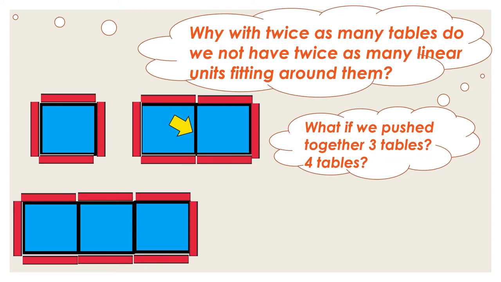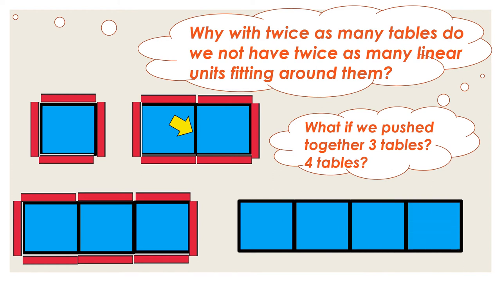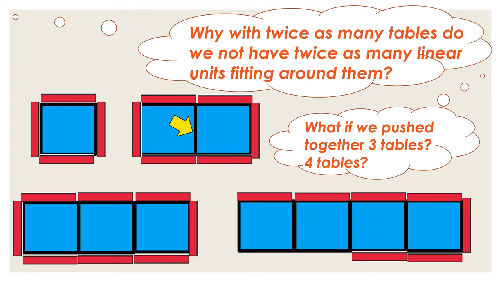So let's see how many linear units will fit around 4 tables pushed together. 1, 2, 3, 4 tables are now pushed together. Let's count linear units. 1, 2, 3, 4, 5, 6, 7, 8, 9, 10. We now have found an arrangement of four tables pushed together that will accommodate seating 10 people.